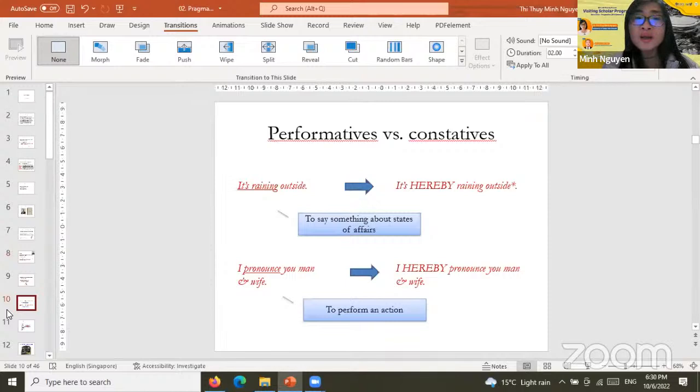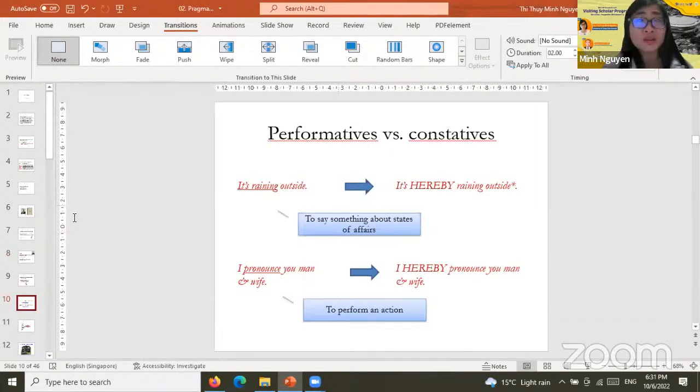Okay, so how can we tell the difference between performatives and constatives? According to Austin, the differences between constatives and performatives can be tested by firstly looking at their function.